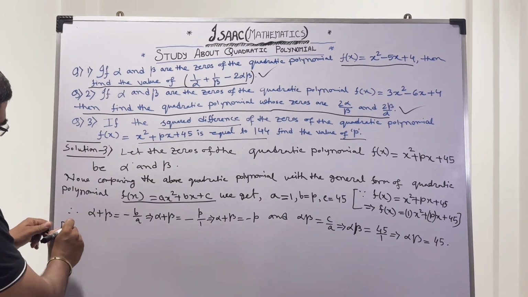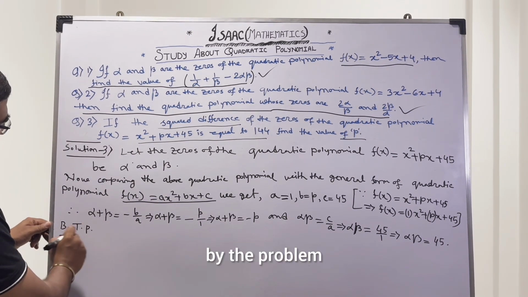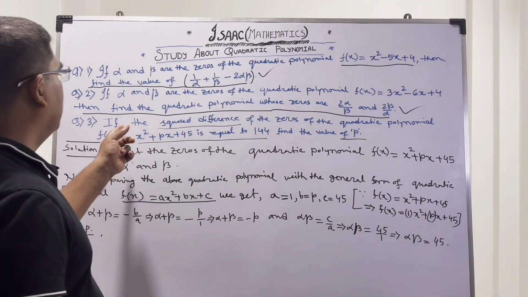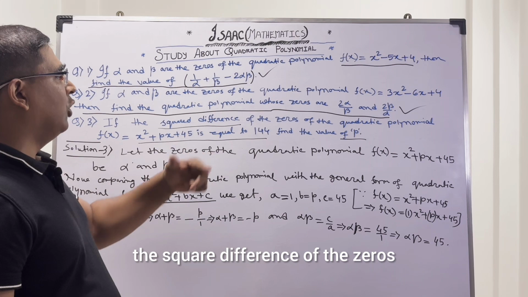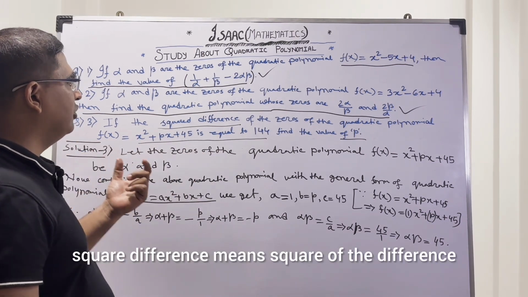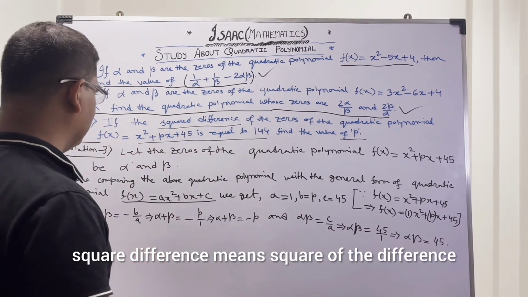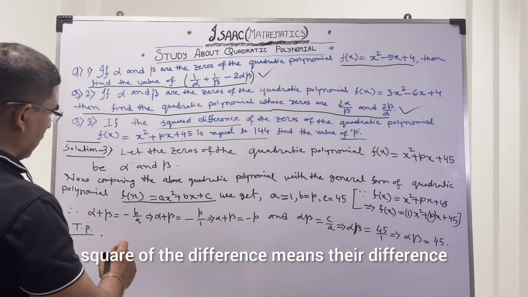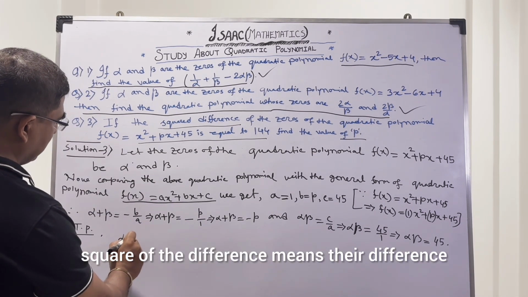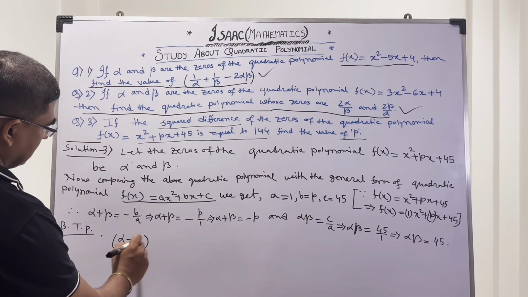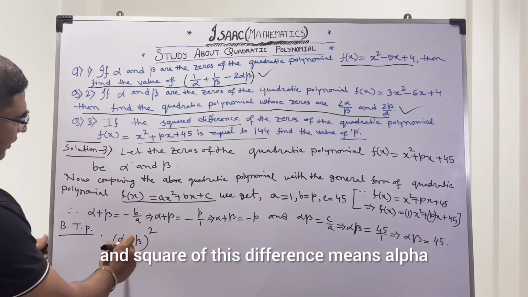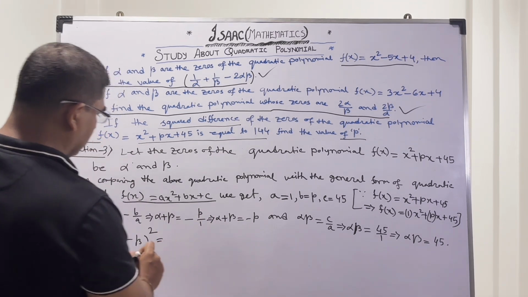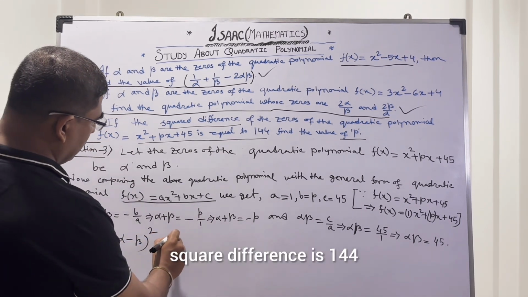Now, according to the problem, the square difference of the zeros. Square difference means square of the difference. So here the zeros are alpha and beta. So square of the difference means their difference becomes alpha minus beta, and square of this difference means alpha minus beta whole square. So square difference is 144.